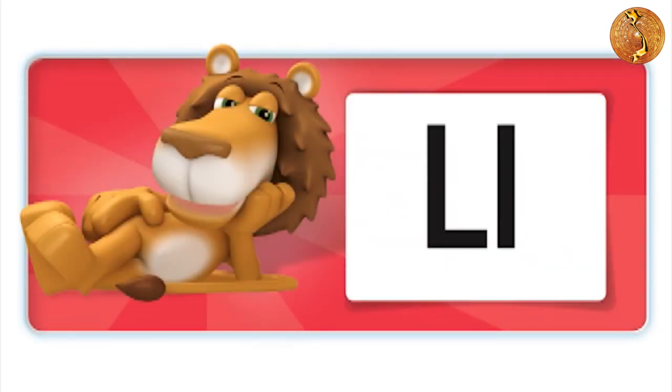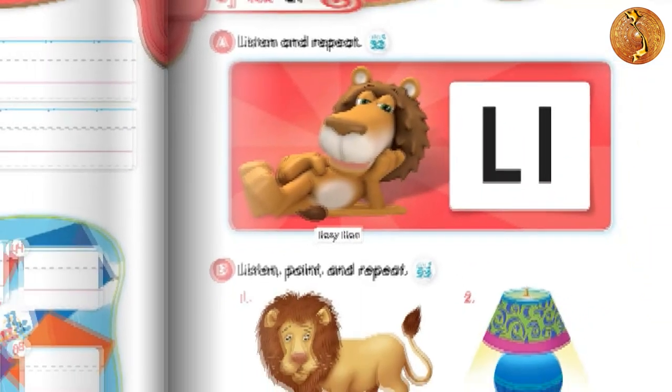L. L. Lazy lion. What's the beginning sound? L. What letter is this? L.